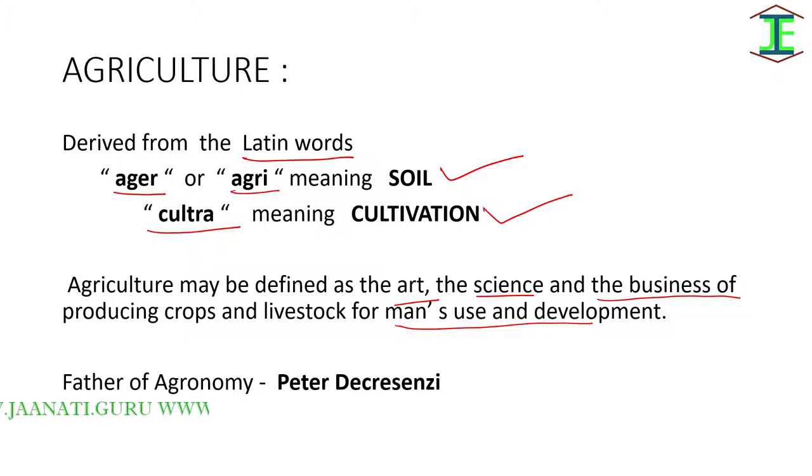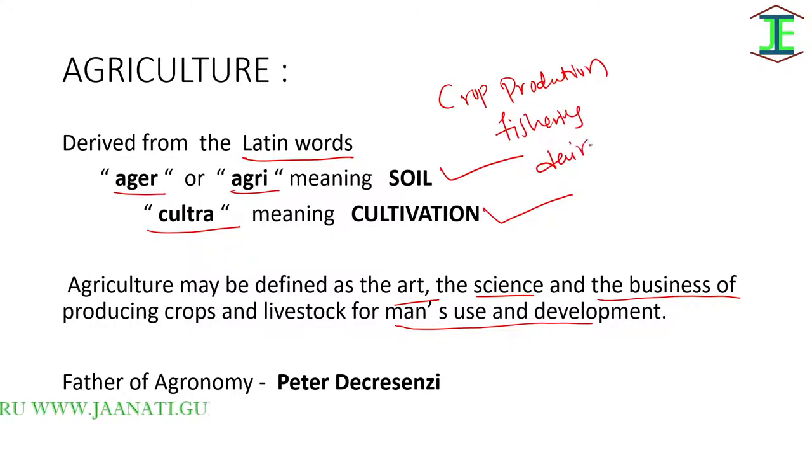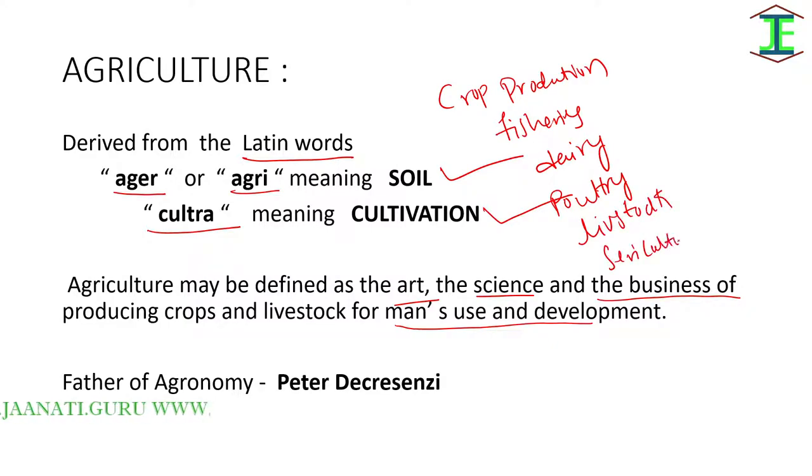Next, agriculture is a simple term, but it has aspects like crop production, fisheries, dairy, poultry, livestock farming or sericulture. So agriculture includes all these aspects.